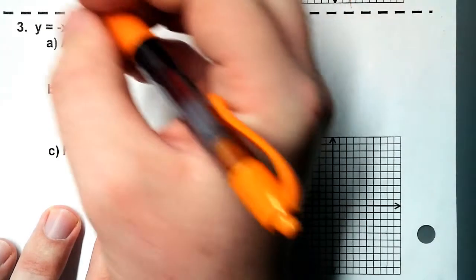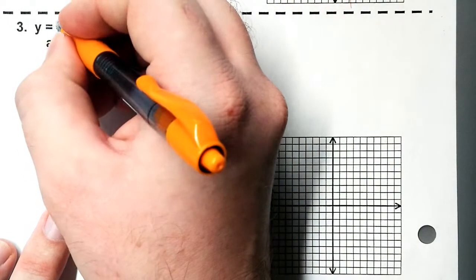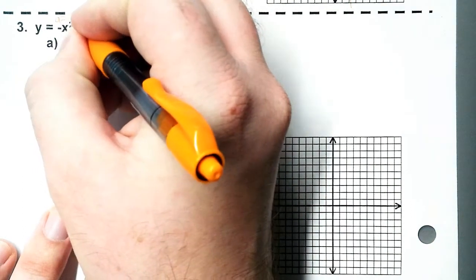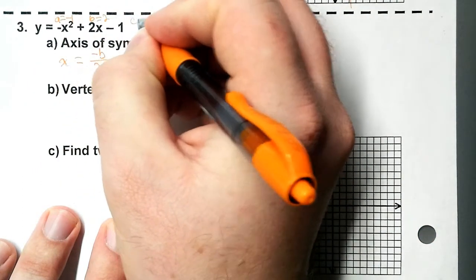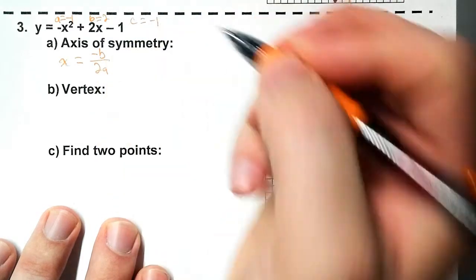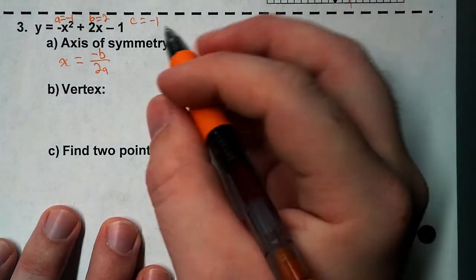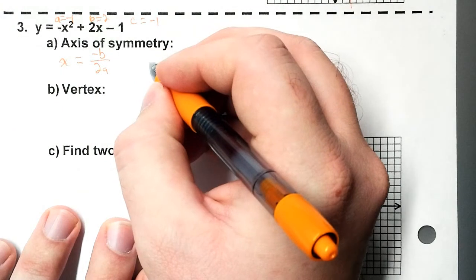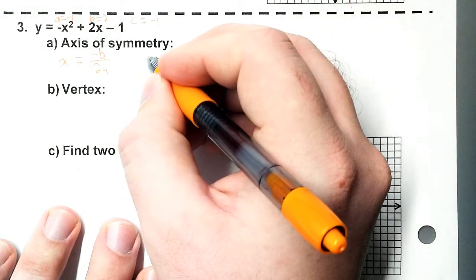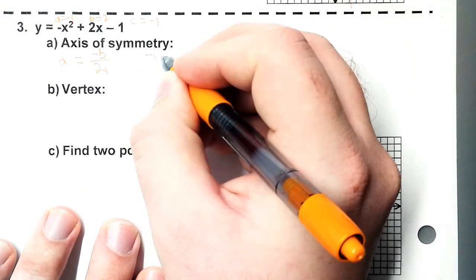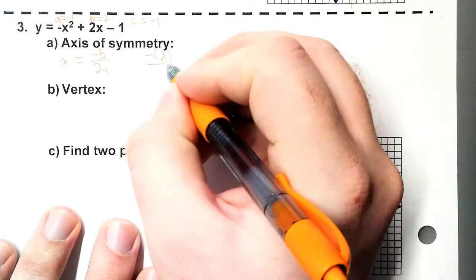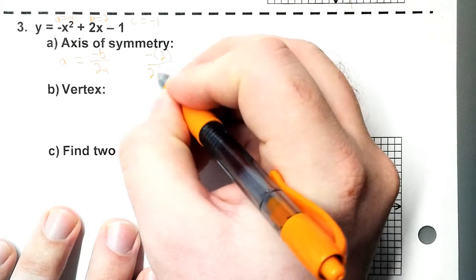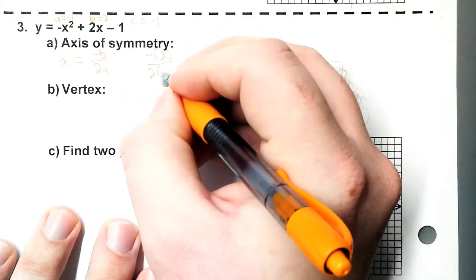So let's label our spots. Our a here is a negative 1. The b is this 2. And then the c is this negative 1. So when I just plug in my values, I get the negative of b, which is 2, over 2 times a, which is negative 1.